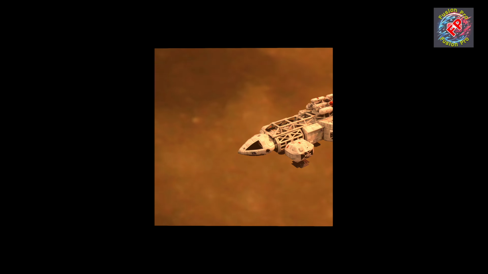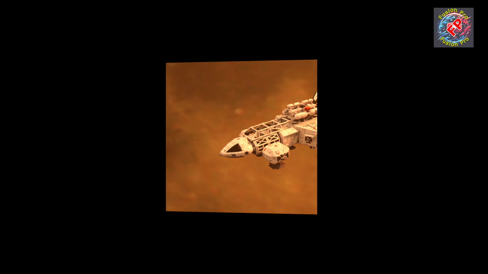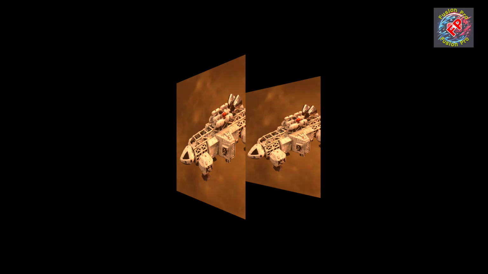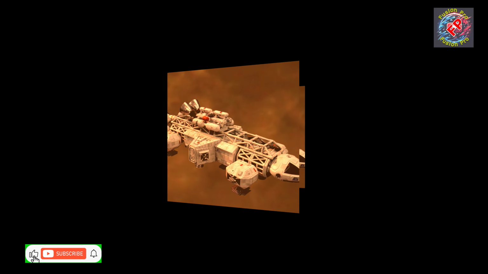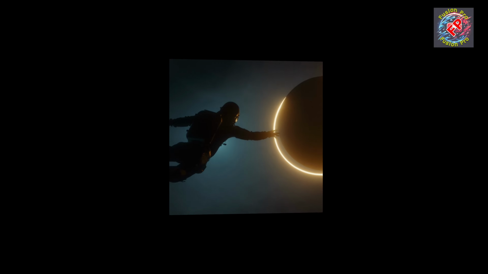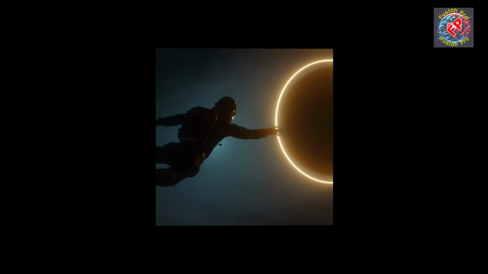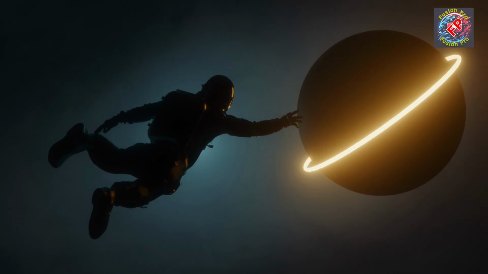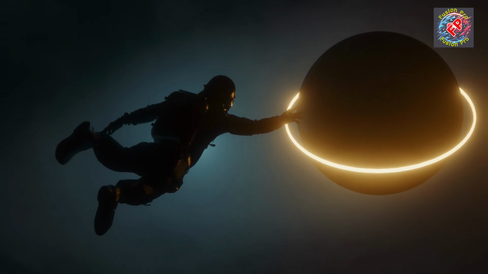Hawking radiation: according to theoretical physicist Stephen Hawking, black holes aren't completely black. Due to quantum effects near the event horizon, black holes can emit a faint radiation known as Hawking radiation, causing them to lose mass over time and potentially evaporate completely. Studying black holes provides valuable insights into the nature of gravity, spacetime, and the fundamental laws of physics under extreme conditions.